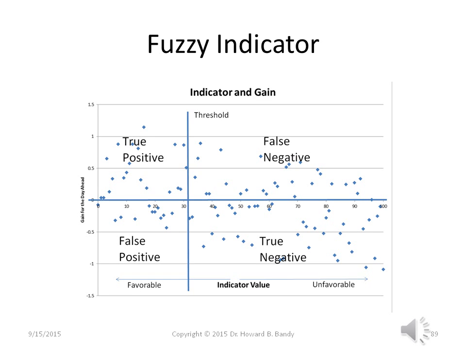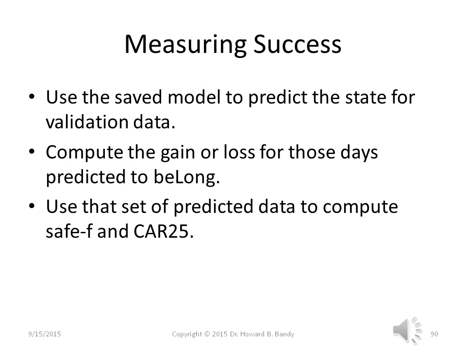And this is the relationship between the confusion matrix and the indicator. These sections of the chart relate exactly to the squares in the confusion matrix. True positive and false positive are on the left. When the system predicts be long, you're going to get one of the dots to the left of that vertical line at the threshold. Well, the real metric is risk-normalized compound annual rate of return. In order to compute that, we use the saved model to predict the state for the validation data, and then compute the gain or loss for those days predicted to be long.